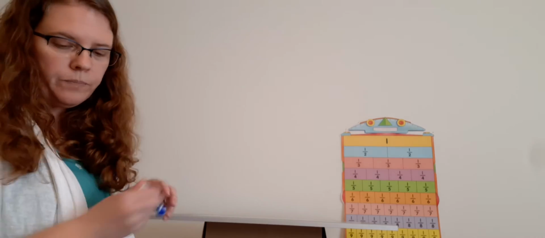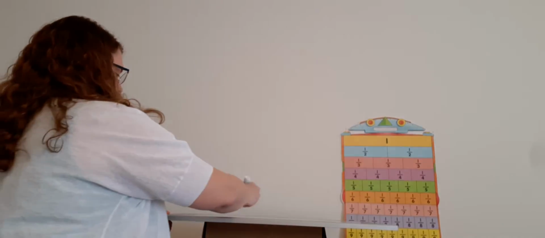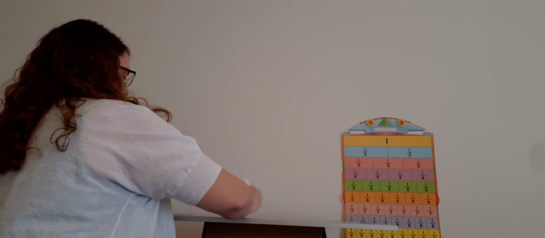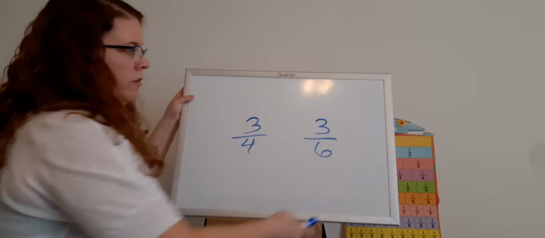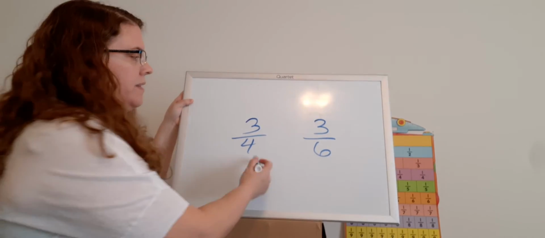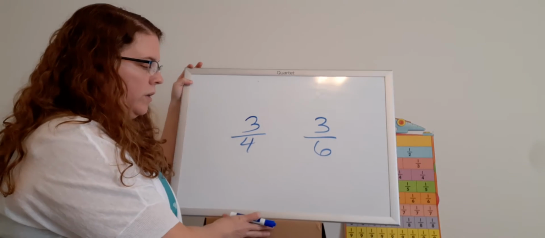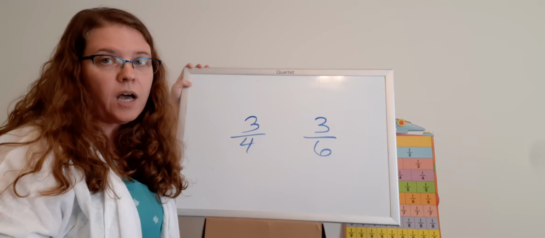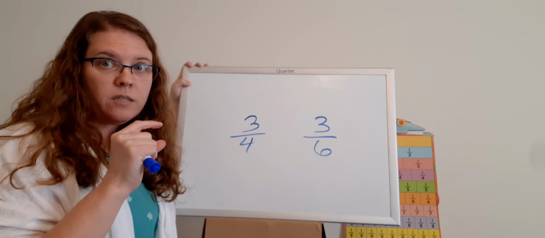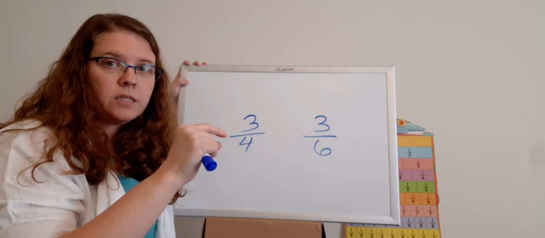Let me try blue. Okay, so we're comparing 3/4 and 3/6. So 3/4 and 3/6. All right, so now you got to remember, since the numerators are the same, we need to look at the denominators in our problem, okay? Now, think about what we just talked about. Look in the green box. The more pieces a whole is divided into, the smaller the pieces are. So the more people you share with, the smaller your pieces are.